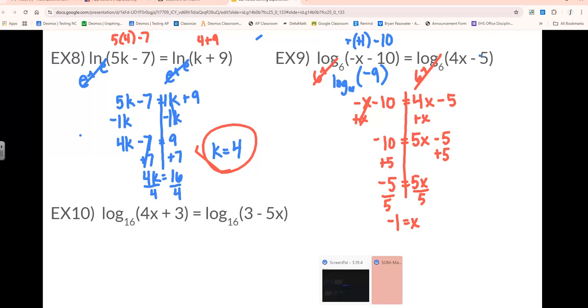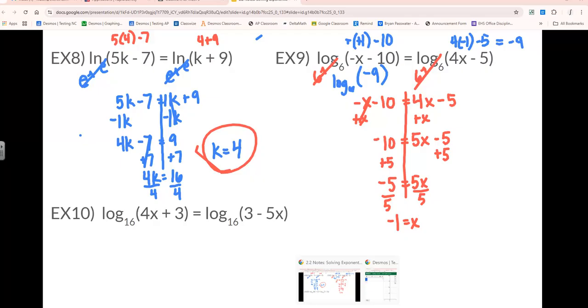Cannot. And over here, I would have 4 times negative 1 minus 5. I'm going to get a negative 9 for that also. So we did everything right. Everything Sophia told me to do was correct. We didn't do anything mathematically wrong. But this answer is not working because it's giving us this here.